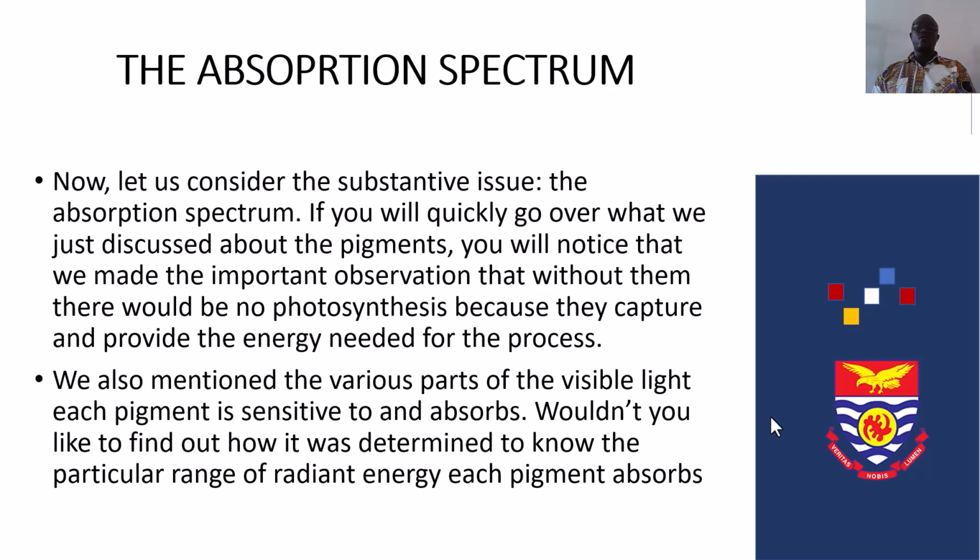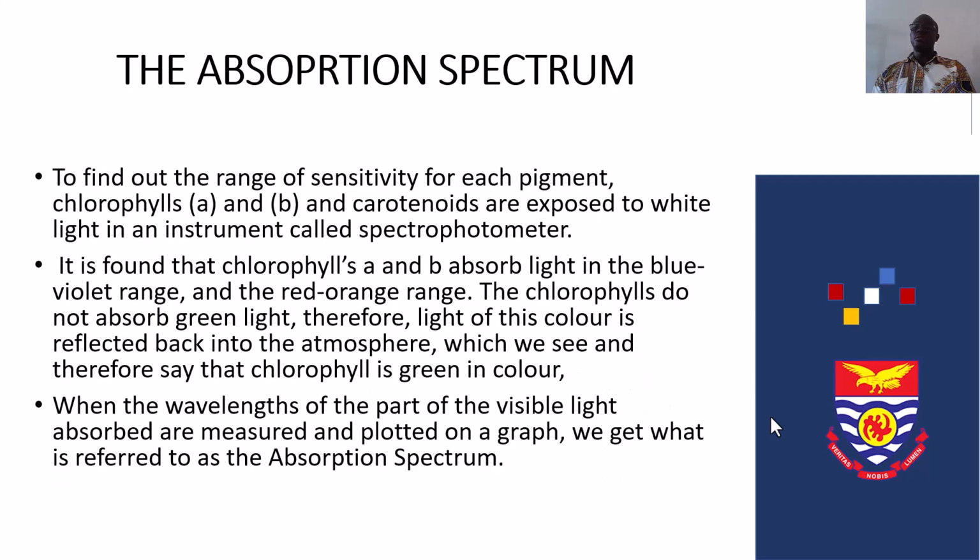If you will quickly go over what we just discussed about the pigments, you'll notice that we made the important observation that without them, there would be no photosynthesis because they capture and provide the energy needed for the process. We also mentioned the various parts of the visible light each pigment is sensitive to and absorbs. Wouldn't you like to find out how it was determined to know the particular range of radiant energy each pigment absorbs? To find out the range of sensitivity for each pigment, chlorophylls A and B and carotenoids are exposed to white light in an instrument called a spectrophotometer.